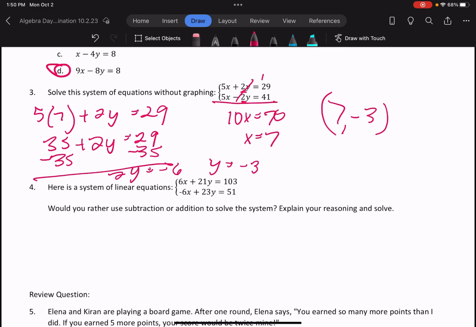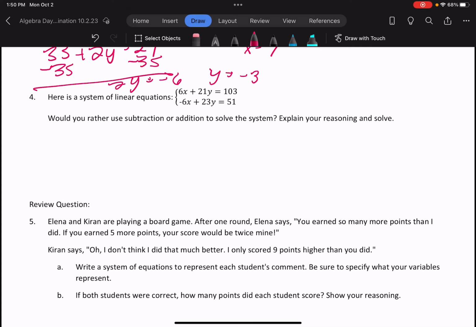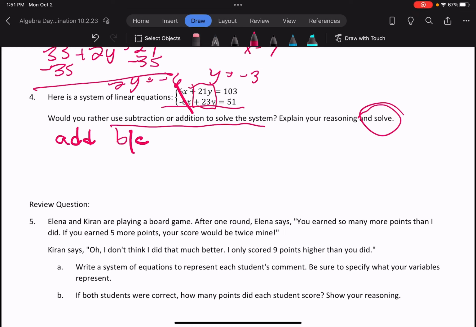Okay? All right. Number 4 says, would you use subtraction or addition to solve this system? So notice here that 6x and negative 6x are already opposite, which means we wouldn't need to subtract anything, because if we simply combine these and add them together, this is going to cancel out. So we would use addition because... you finish that sentence and explain why, and then you need to finish solving it. All right, so go ahead, and after you cancel out those 6x and minus 6x, combine these and solve for y. Then once you have y, you can use either equation to solve for x.